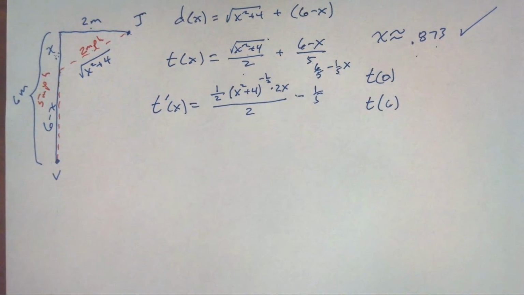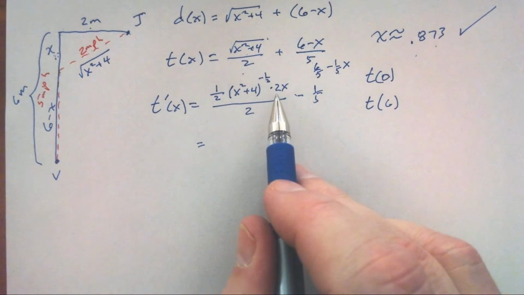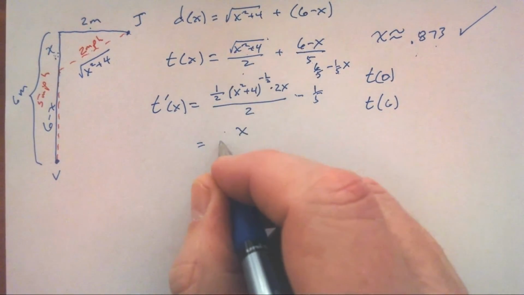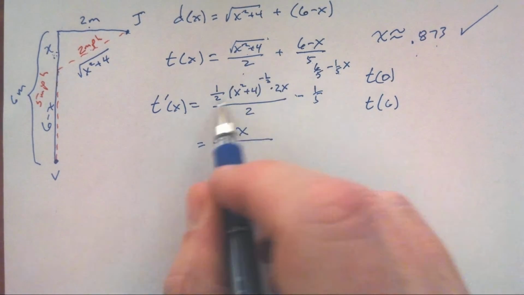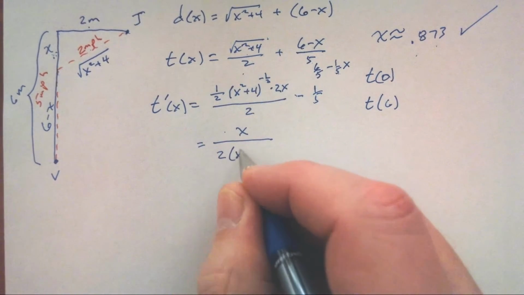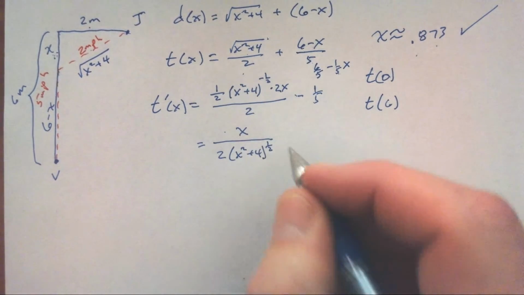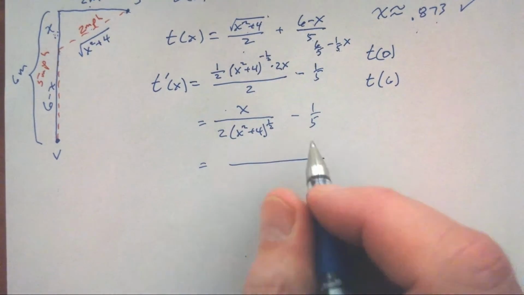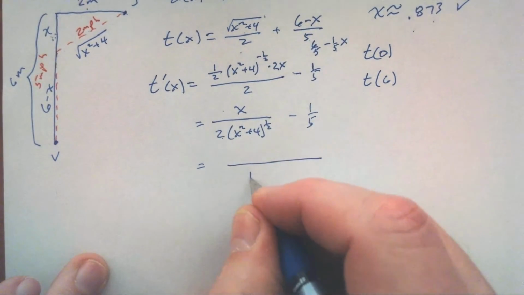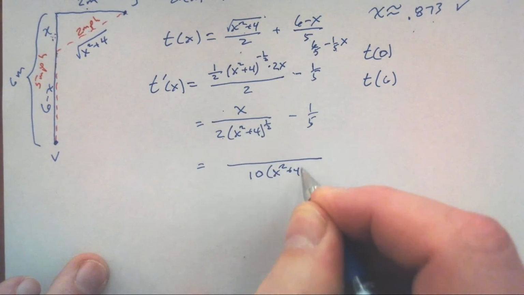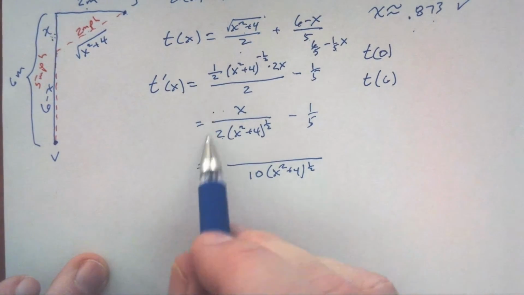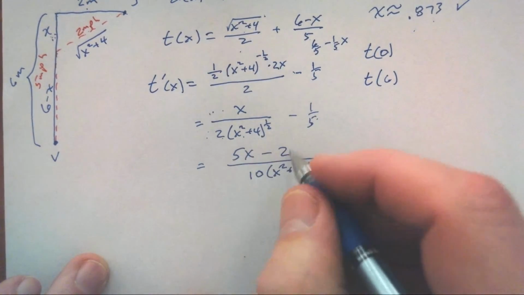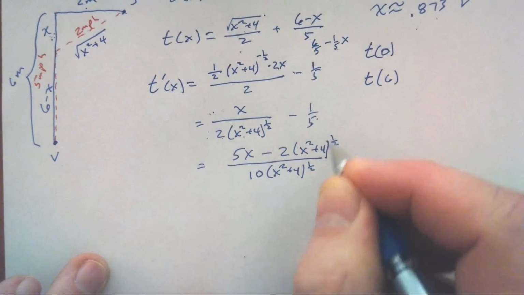We just have some cleaning up to do. Okay, so I get 2x times 1/2 is just x in the numerator over 2 times x squared plus 4 to the 1/2, minus 1/5. I'm going to get common denominators. So my least common denominator, I need a factor of 2, I need a factor of 5, so that is 10. I need a factor of x squared plus 4 to the 1/2. I had to multiply this by 5 on 5, and I had to multiply this 1 by 2 times x squared plus 4 to the 1/2.